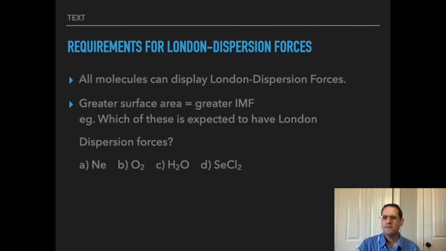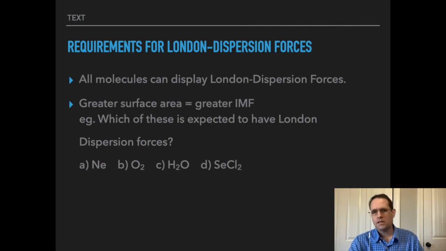So let's talk about the requirements for London dispersion forces. Once again, all molecules, because they're made of electrons, can exhibit or display London dispersion forces. Keep in mind that the greater the surface area, the greater the intermolecular force. Let's work on a few problems just to get a feel for this. Okay, in this first problem, we're asked to identify which of these is expected to have London dispersion forces, okay? And this is a bit of a trick question, but just remember, all molecules that have electrons are going to have London dispersion forces. So neon, it has electrons.